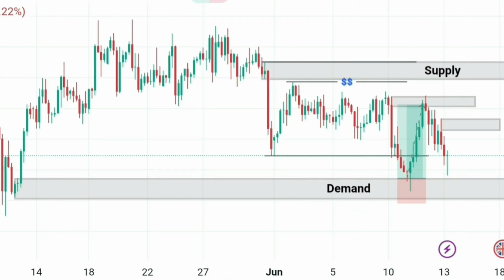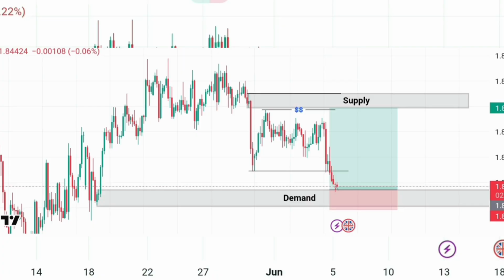So now where is our inducement? As you can see, when the price pulled up, it came down without touching it, then pulled up again. Now this zone is our inducement. It has to be taken out before the real move occurs. And as you can see, here is where I took the trade.